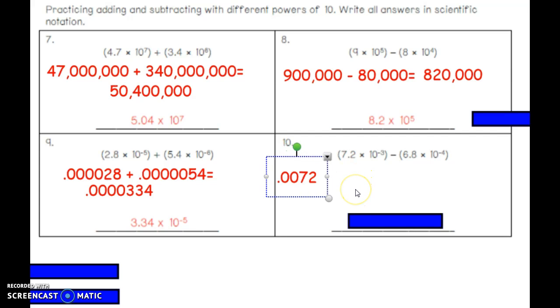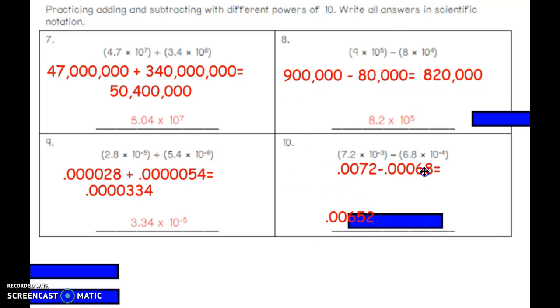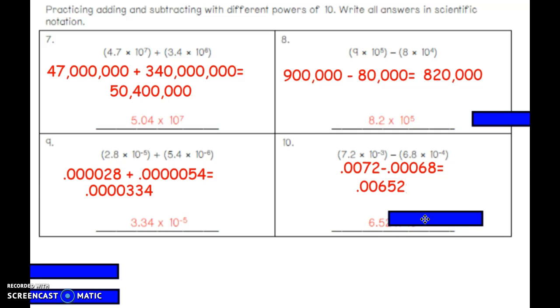0.0072 is the first number we have in our last example, number 10. 0.00068 is what we're subtracting from it. If we do that correctly, we end up with 0.00652. 0.00652 needs to be written in scientific notation. So we should have 6.52, and we should be able to write it as times 10 to the negative 3.